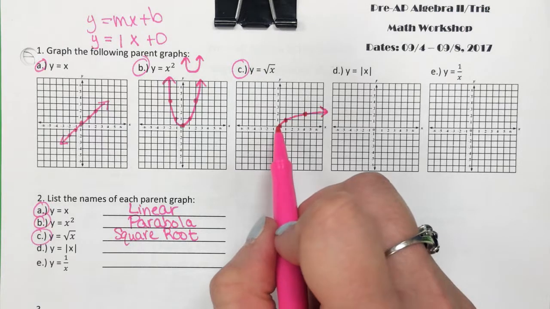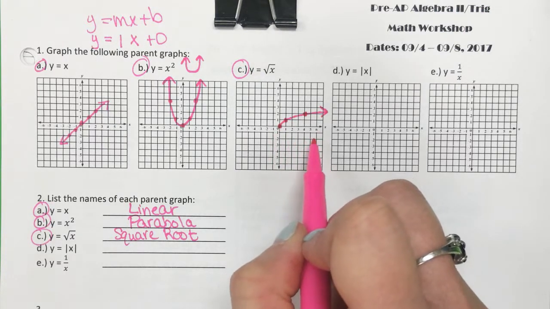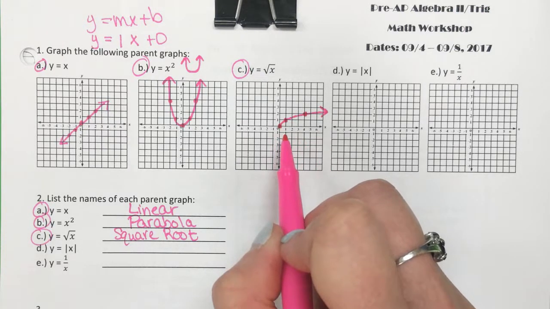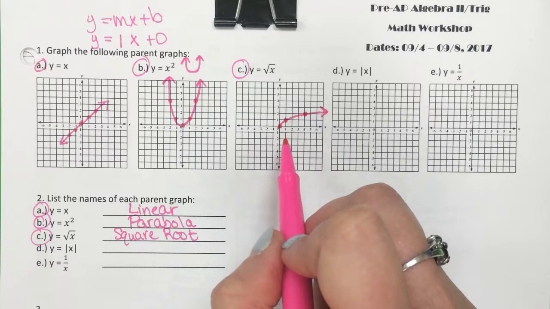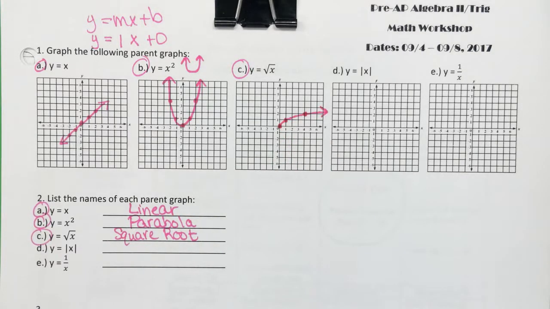Why can I not draw the bottom half of the parabola down here? Ooh, you are so right. Very nice job. We can't have a negative square root yet. That's the Algebra 2 part.